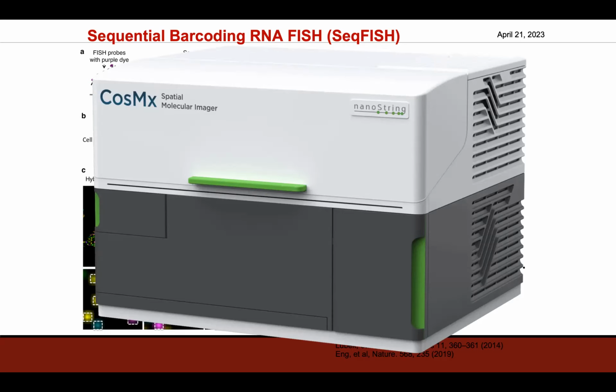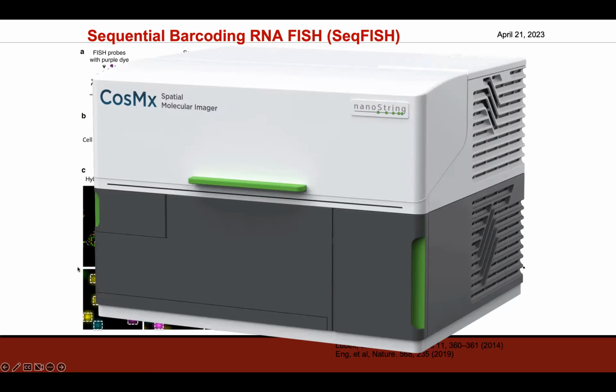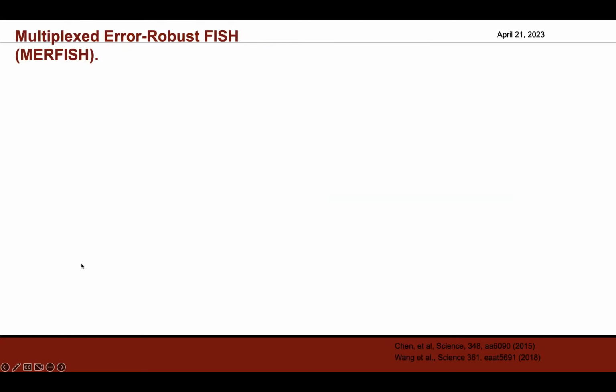And now it's pretty reliable that you can get up to 500 or 1,000 genes simultaneously from the system. And the system can also provide similar image quality. Let me see if I can go back to the previous slides. The similar resolution, as you can see over here. So in other words, they can provide single molecule resolution.